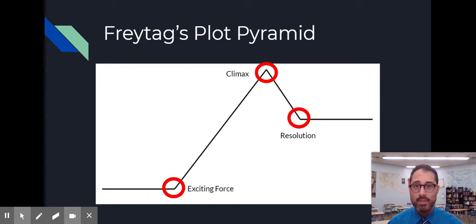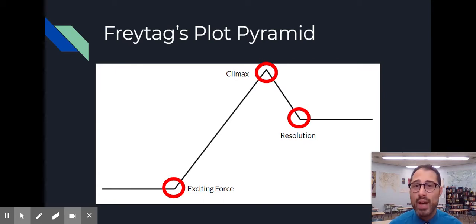Freytag is a German man from the 1800s who took a look at ancient Greek plays and Shakespeare's plays and mapped out how they were similar in structure. This means that although we English teachers love talking about Freytag's plot pyramid, not every story fits the pyramid. And as a side note, it's clearly not a pyramid. Pyramids are three-dimensional. It's not even a triangle because it's not three connected sides. There's actually four lines that make up Freytag's plot pyramid, but we call it Freytag's plot pyramid.